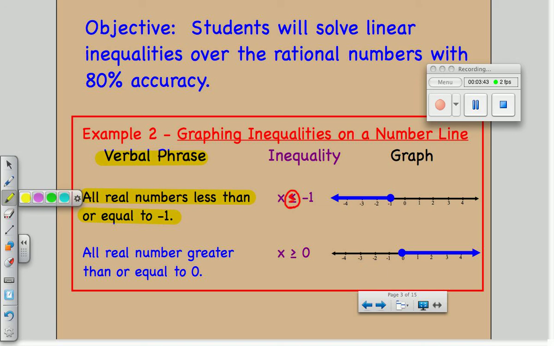Now, since I have that, I graph -1 and put a circle around it. Is -1 a possible solution? So if I say X is -1, does this statement make sense? -1 is less than or equal to -1. Yes, it is. This is true. It's equal. So yes, that's true. So I bubble it in, because -1 is a possible solution. And I put the arrow to all numbers less than -1.